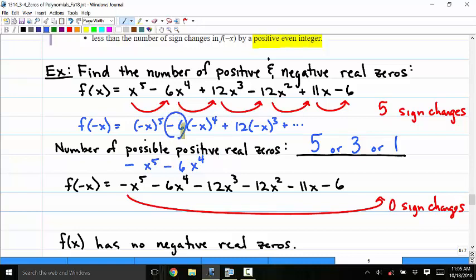No, because the original was a negative 6. So what you're doing is you're multiplying the negative x, right? Negative x. I have negative 6, negative x, negative x, negative x, negative x. So there's 1, 2, 3, 4, 5 negatives, which would make it a negative.